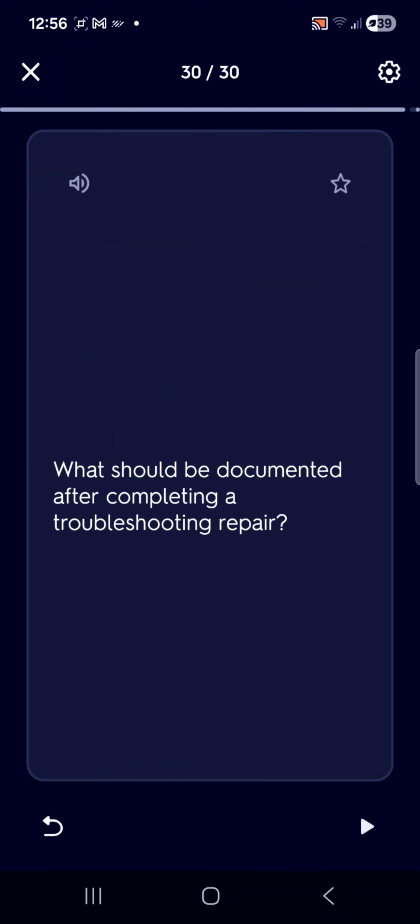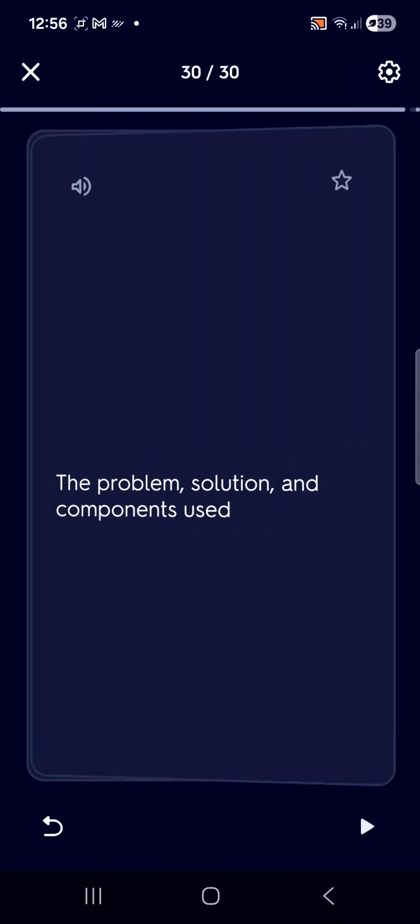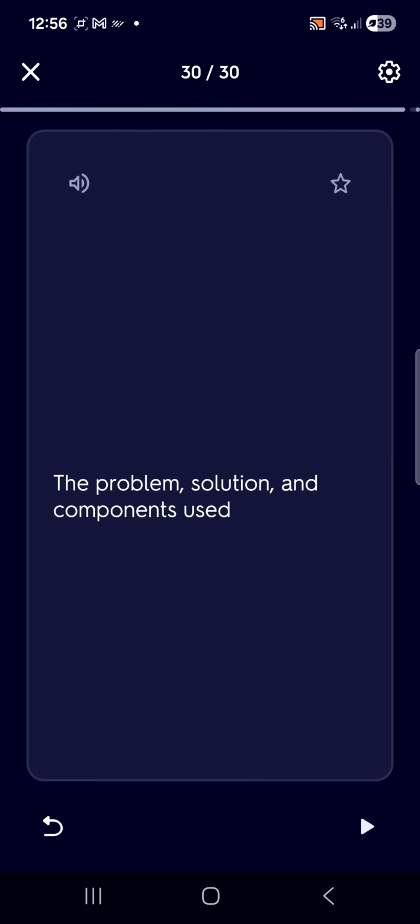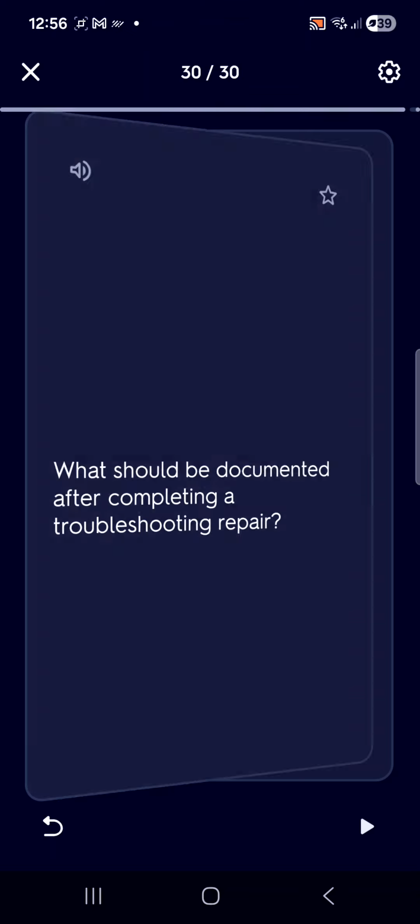What should be documented after completing the troubleshooting repairs? The problem, the solution, and the components that we used. That's what should be documented.